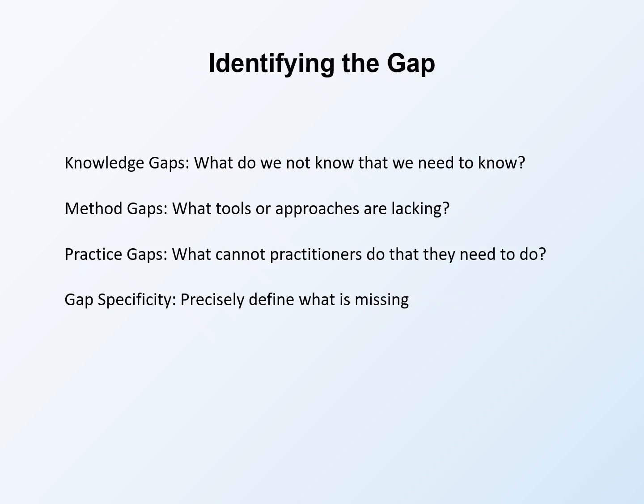Identifying the gap specifies exactly what is missing that your proposal addresses. Knowledge gaps describe what we do not know that we need to know. Perhaps mechanisms are not understood. Perhaps effects have not been measured. Perhaps relationships have not been established. Knowledge gaps motivate research that will fill them.